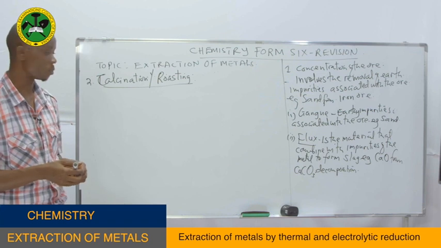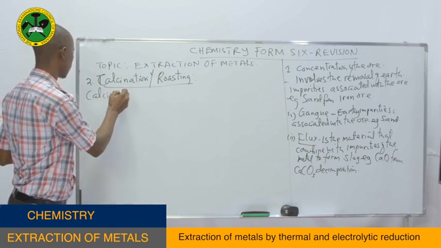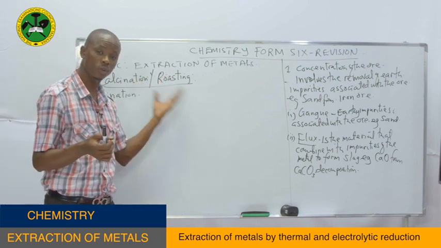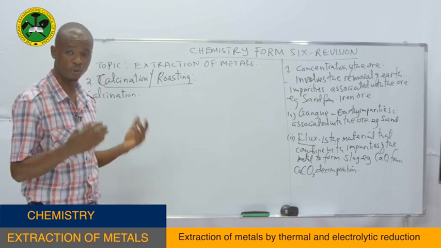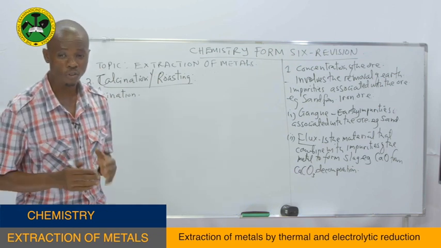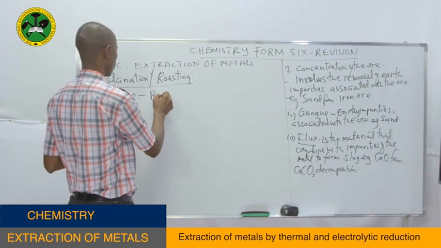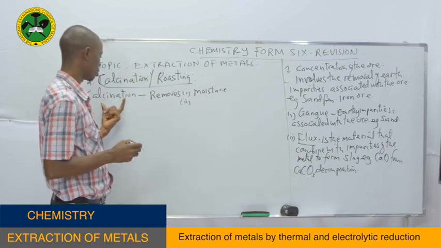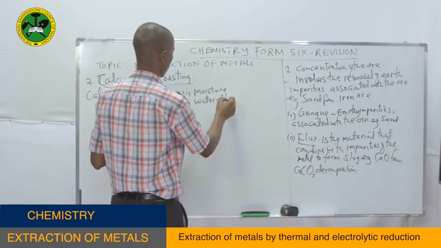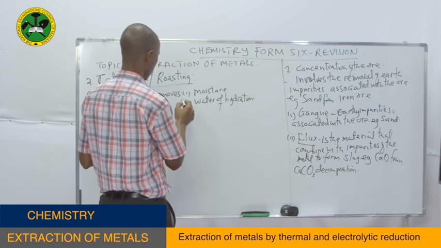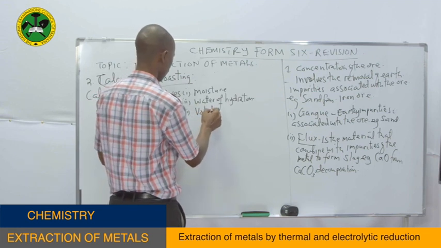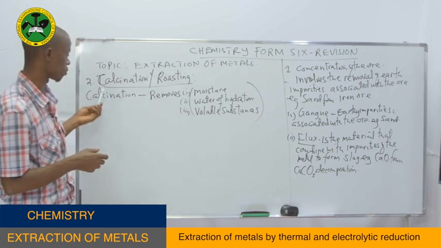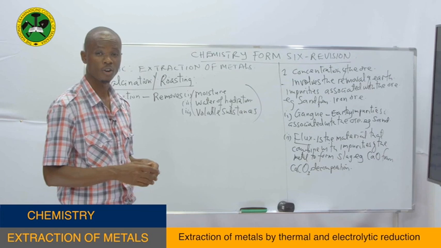What is happening and what is the difference between them? Calcination aims at removing the moisture from the ore. It also removes the water of hydration and also removes some volatile substances from the ore. This is done under limited supply of oxygen. It removes moisture. These together are removed by this process of calcination. So this is done by using a limited supply of air.